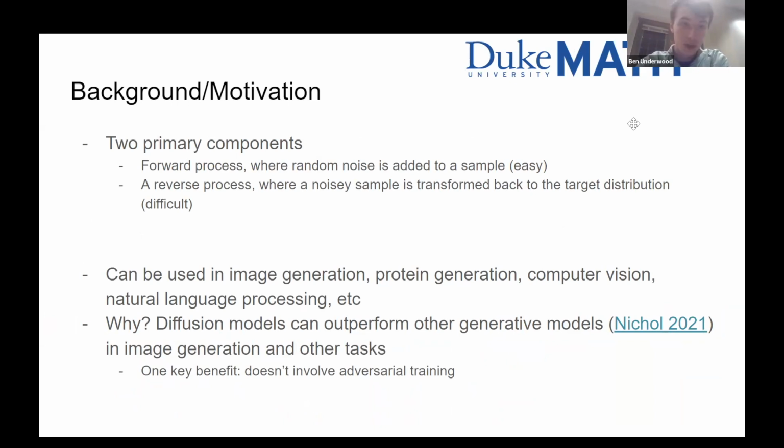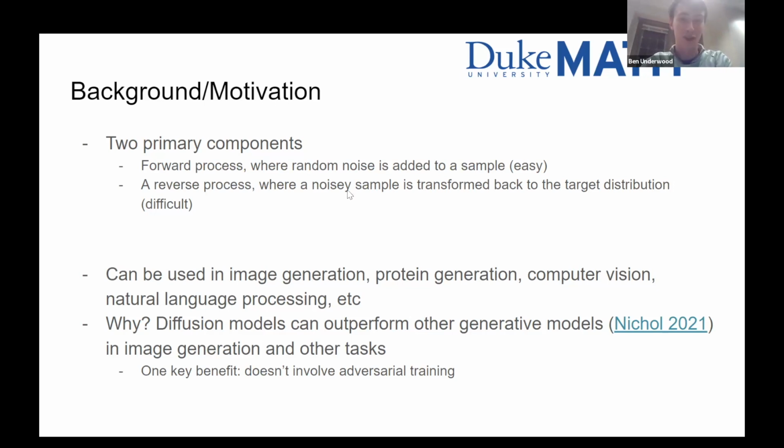What can diffusion models be used for? They can be used for image generation, protein generation, computer vision, natural language processing, and really anywhere else where you want to use a generative model. These are useful because they can oftentimes outperform other generative models that use generative adversarial networks. This has been shown by Nichol in 2021. And one of the key benefits is that it does not involve adversarial training.